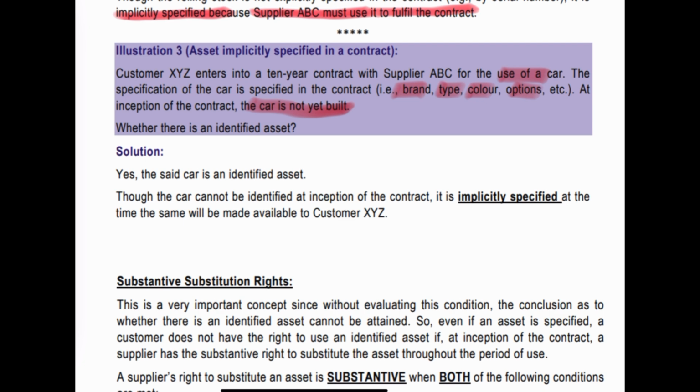So whether the identified asset exists or not, even in this case, yes, the said car is an identified asset even though it is not yet built. Though the car cannot be identified at the inception of the contract, it is implicitly specified at the time of the contract, and the same will be made available to customer XYZ when the lease term commences.